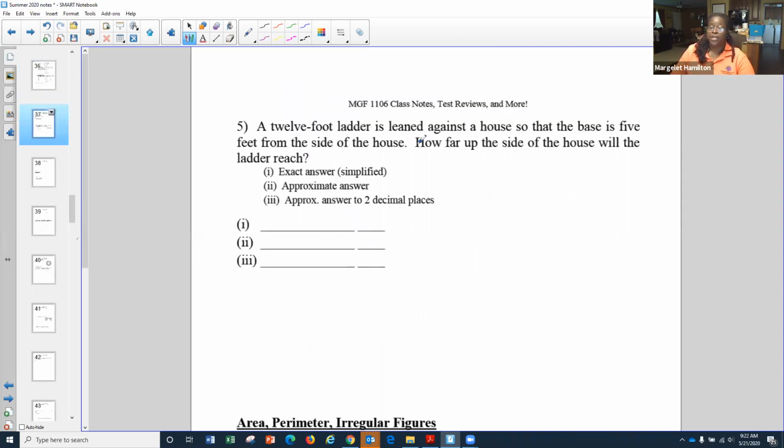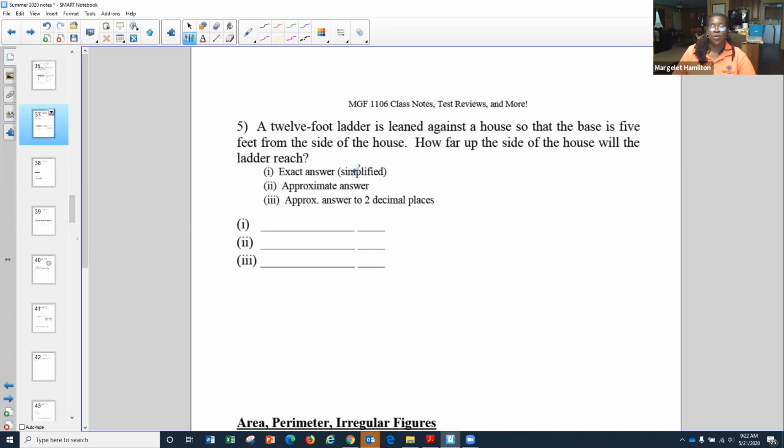Now, most Pythagorean theorem problems usually come as word problems. Sometimes they'll give you the picture representation of the word problem. So here they didn't give us a picture, but if you need a picture, you draw it. Let's read the problem. A 12-foot ladder is leaned against a house so that the base is 5 feet from the side of the house. How far up the side of the house will the ladder reach? Again, they want us to give the simplified exact answer, approximate answer, and now they want us to approximate your answer to 2 decimal places.